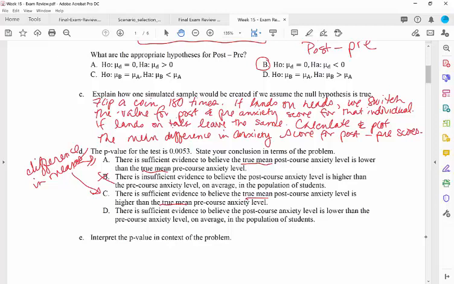So the last option says there's sufficient evidence to believe the post-course anxiety level is lower than the pre-course anxiety level on average in the population of students. So here we're comparing the anxiety levels within a student and looking at the averages in our population. So that would be the correct conclusion for this study, because this is looking at mean difference.